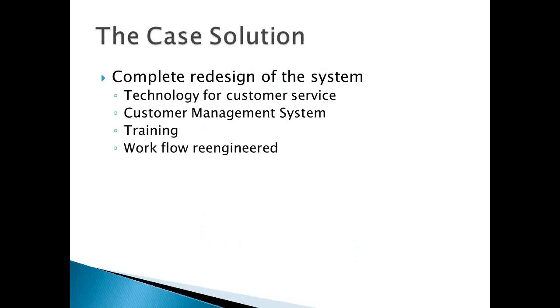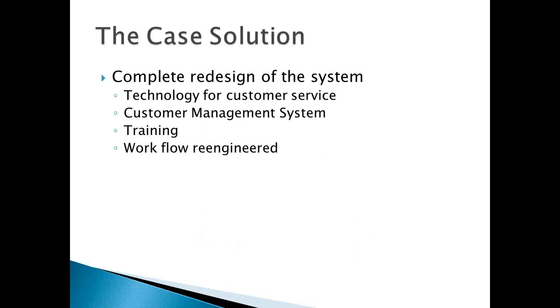In this case, we found, for example, that there were 7 different computer systems that the customer service rep had to use. Oftentimes they had to log out of one system and go into another one just to get the data. And so they were often telling customers that they had to call them back because it would take them a half an hour to find the information, and so on and so on.